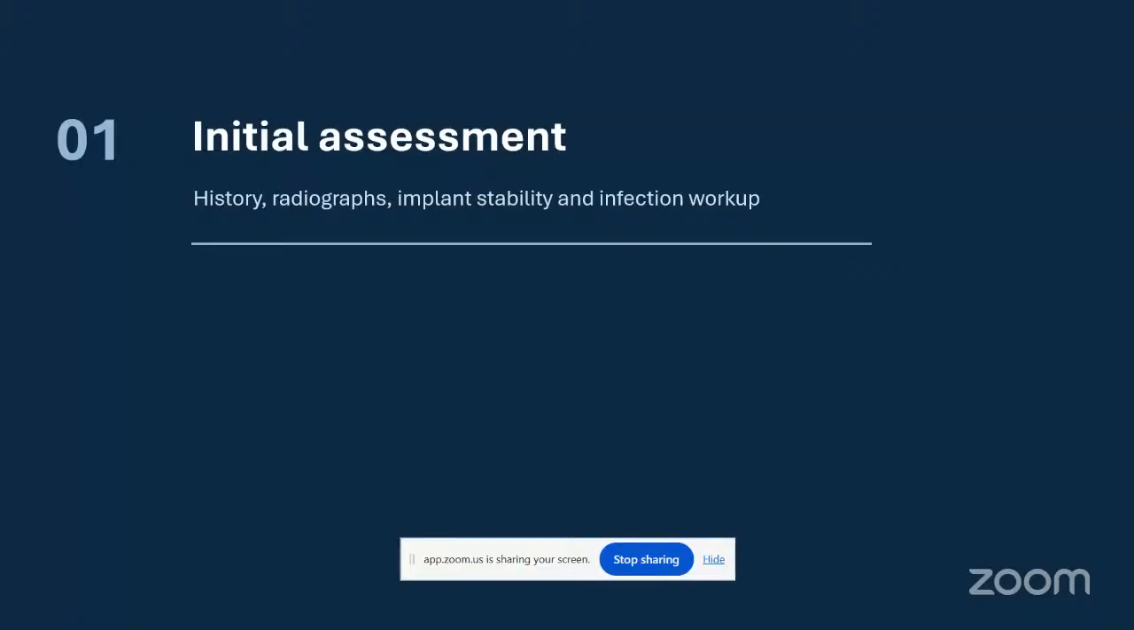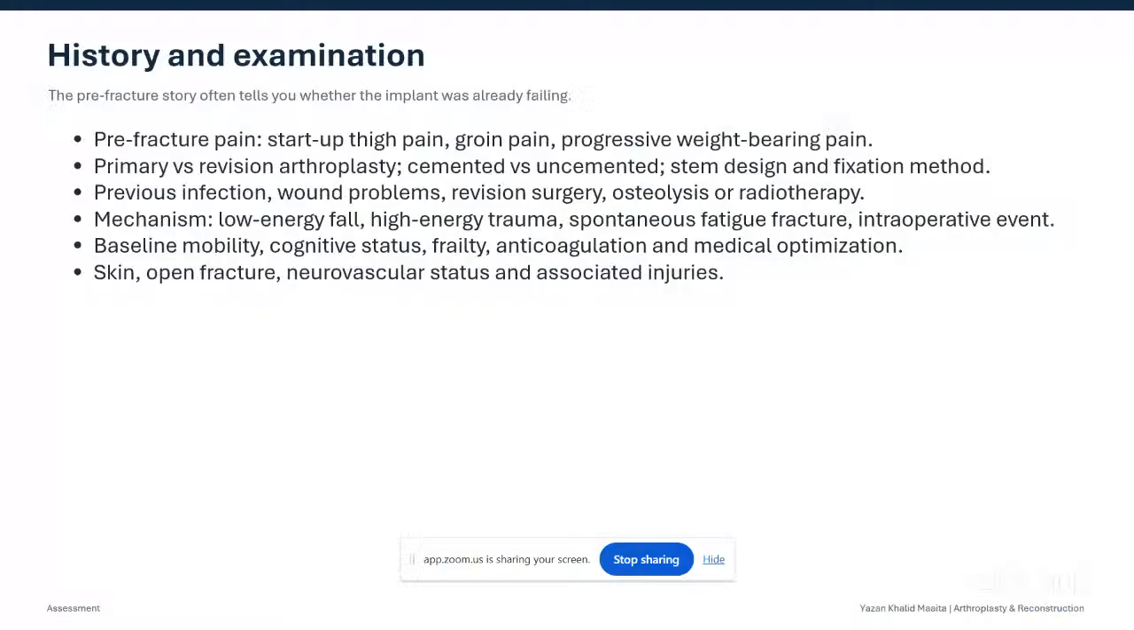So, right now, we are going to assess the periprosthetic fracture with the history, radiographs, implant stability, and infection workup. When you take a history from a patient with a periprosthetic fracture, often the fracture is not solely itself. When there is pre-fracture pain around the stem, always keep it in your mind as a red flag, because pain starting in the hip or the groin, progressive with weight bearing, could be an occult fracture caused by early loosening of the stem or by infection.